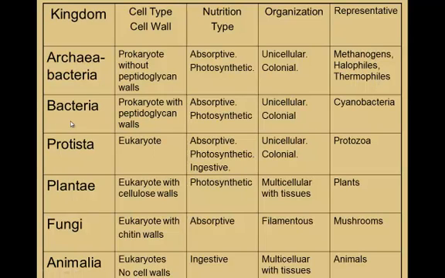Let's look at then kingdom bacteria, and these include cells that are prokaryotic that do have peptidoglycan in their cell walls. So this is one of the major distinctions between the archaea and the bacteria. Same types of nutrition. Absorptive forms are heterotrophic. Photosynthetic forms are autotrophic. These too are all unicellular, and they can aggregate in colonies.